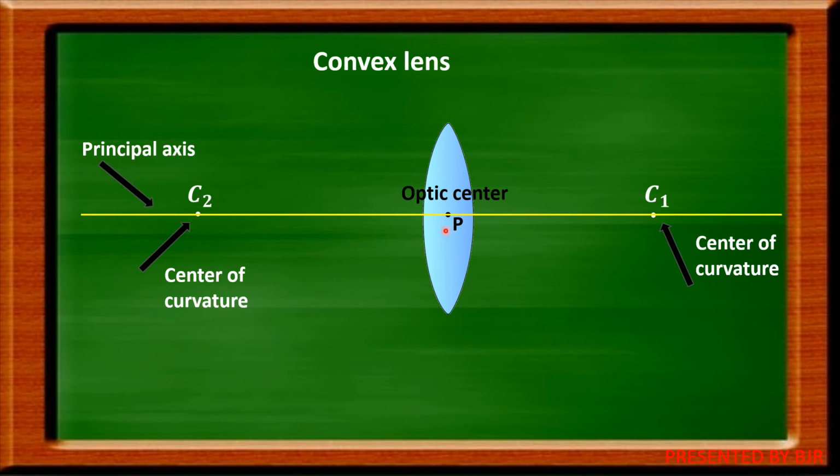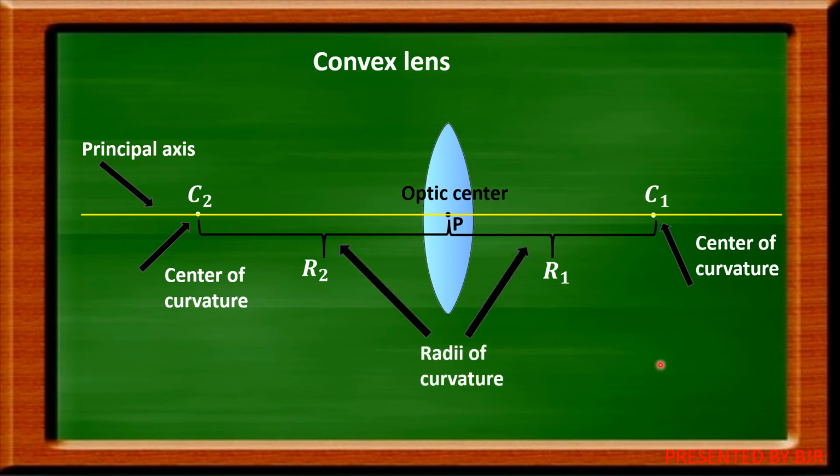Next, from P to C, that is the distance between the optic center and the center of curvature, is called the radius of curvature. See here, this one is R2 and this one is R1. So R1 and R2 are the radii of curvature. Okay, the same terms I am showing for the concave lens also.